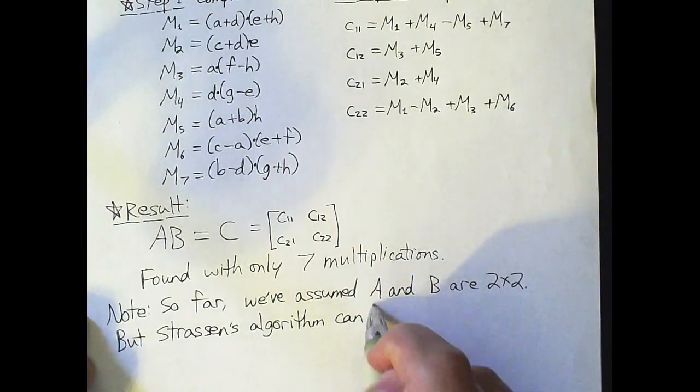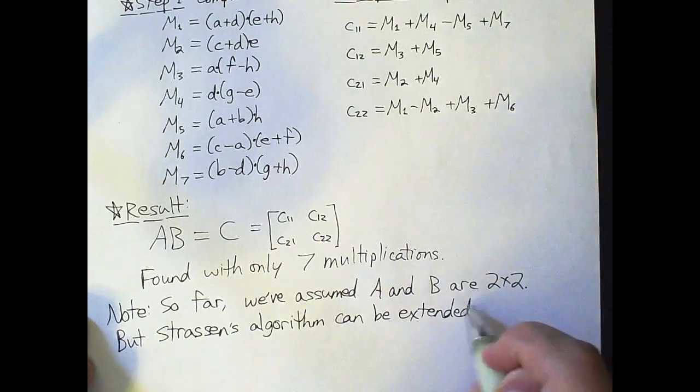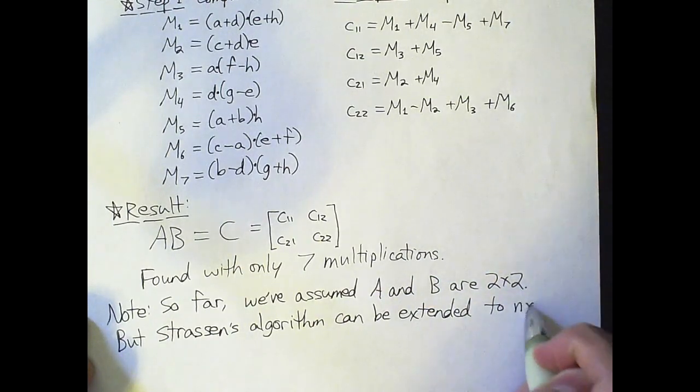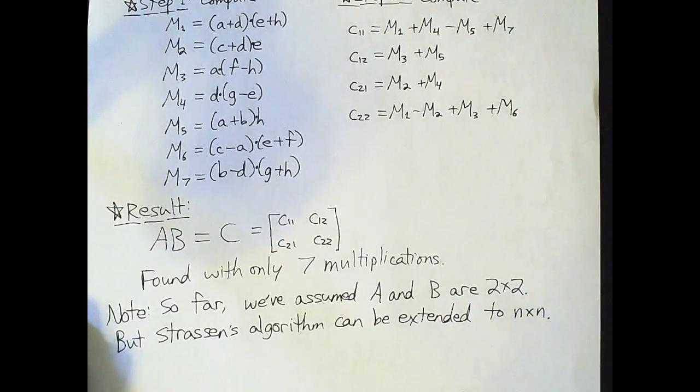can be extended to the more general n by n case. And I'll tell you how it can be extended, because right now it seems like a 2 by 2 algorithm. So how could we use Strassen's idea to multiply larger matrices? That's really where Strassen's algorithm is going to help us.